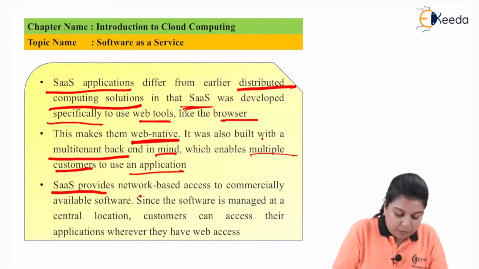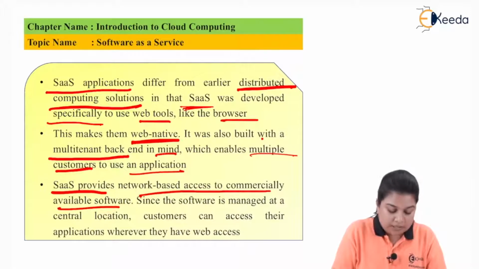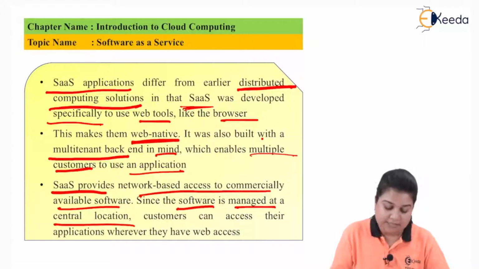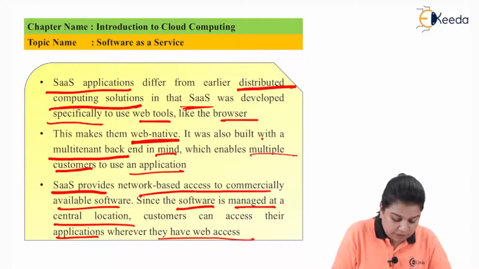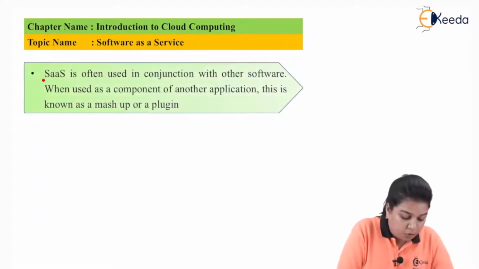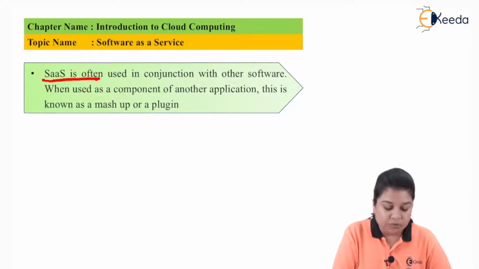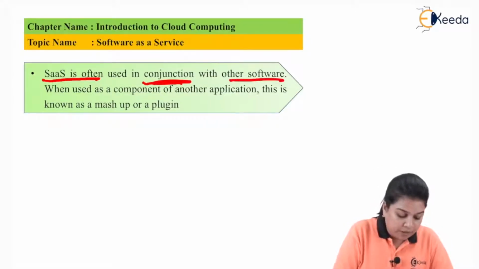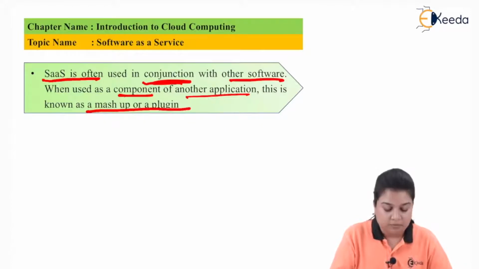SaaS provides network-based access to commercially available software. Since software is managed at a central location, customers can access their applications wherever they have web access. Software as a service is often used in conjunction with other software. When used as a component of another application, this is known as a mashup or a plugin.